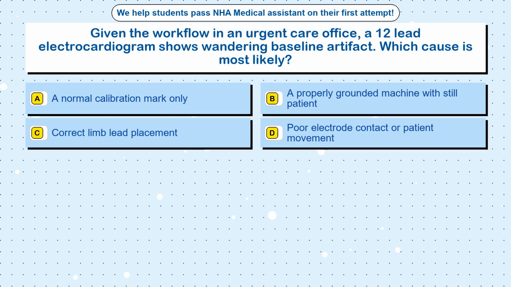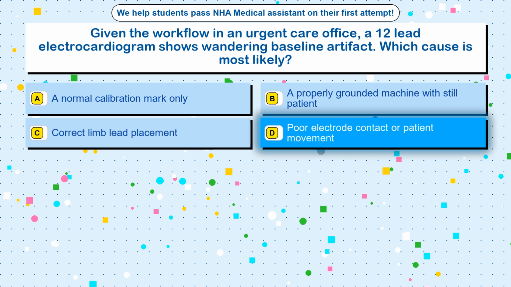Question 34. Given the workflow in an urgent care office, a 12-lead electrocardiogram shows wandering baseline artifact. Which cause is most likely? Option A, a normal calibration mark only. Option B, a properly grounded machine with still patient. Option C, correct limb lead placement. Option D, poor electrode contact or patient movement.